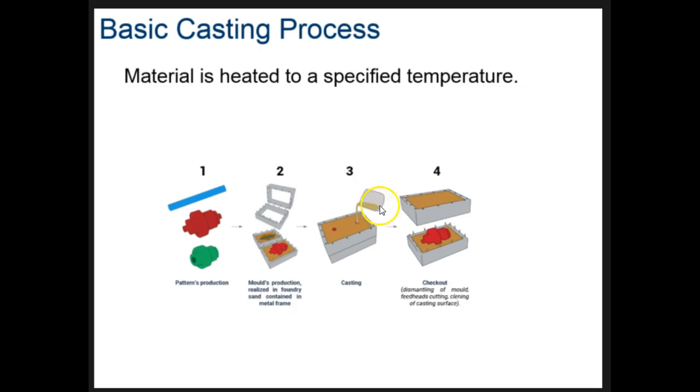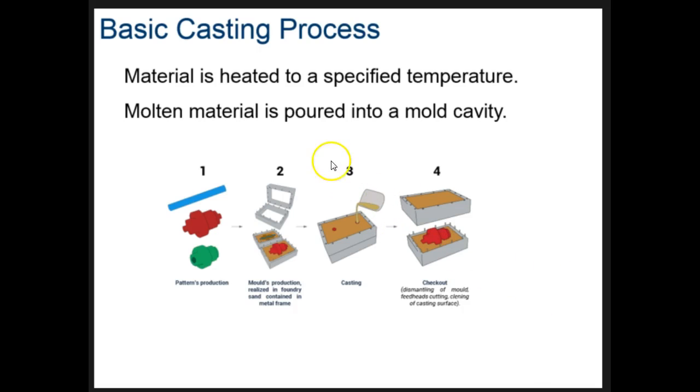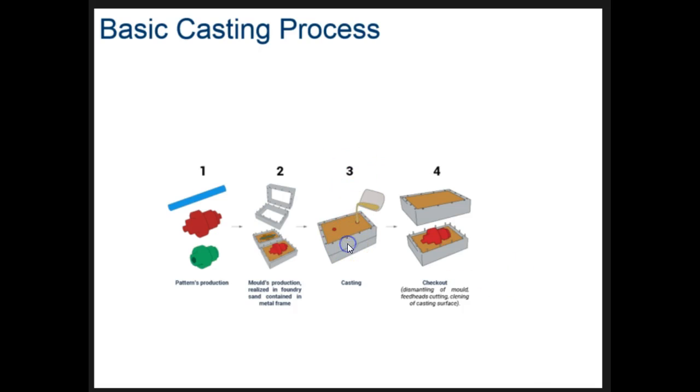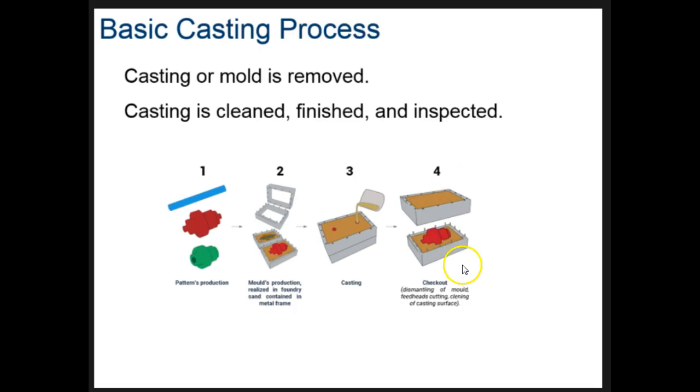The material that we're going to pour into the mold is then heated up to a specific temperature so that the material becomes a liquid. If we're talking about metal, that's going to be a much higher temperature than if we're talking about, say, a plastic. And then we pour it into the empty hollow space that was left in the mold. Then we remove the casting, or the mold, and we pull this off, and what we're left with is the shape inside.